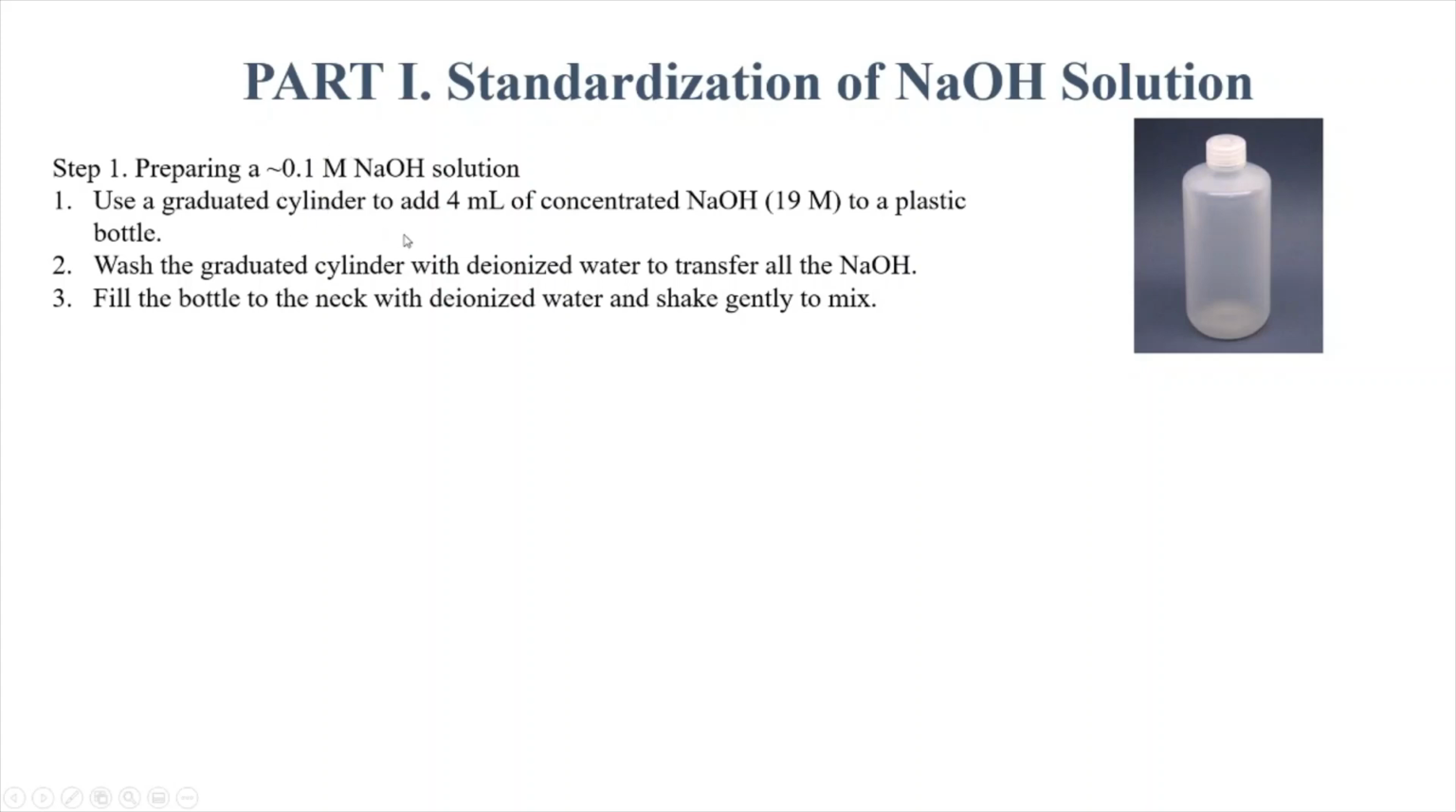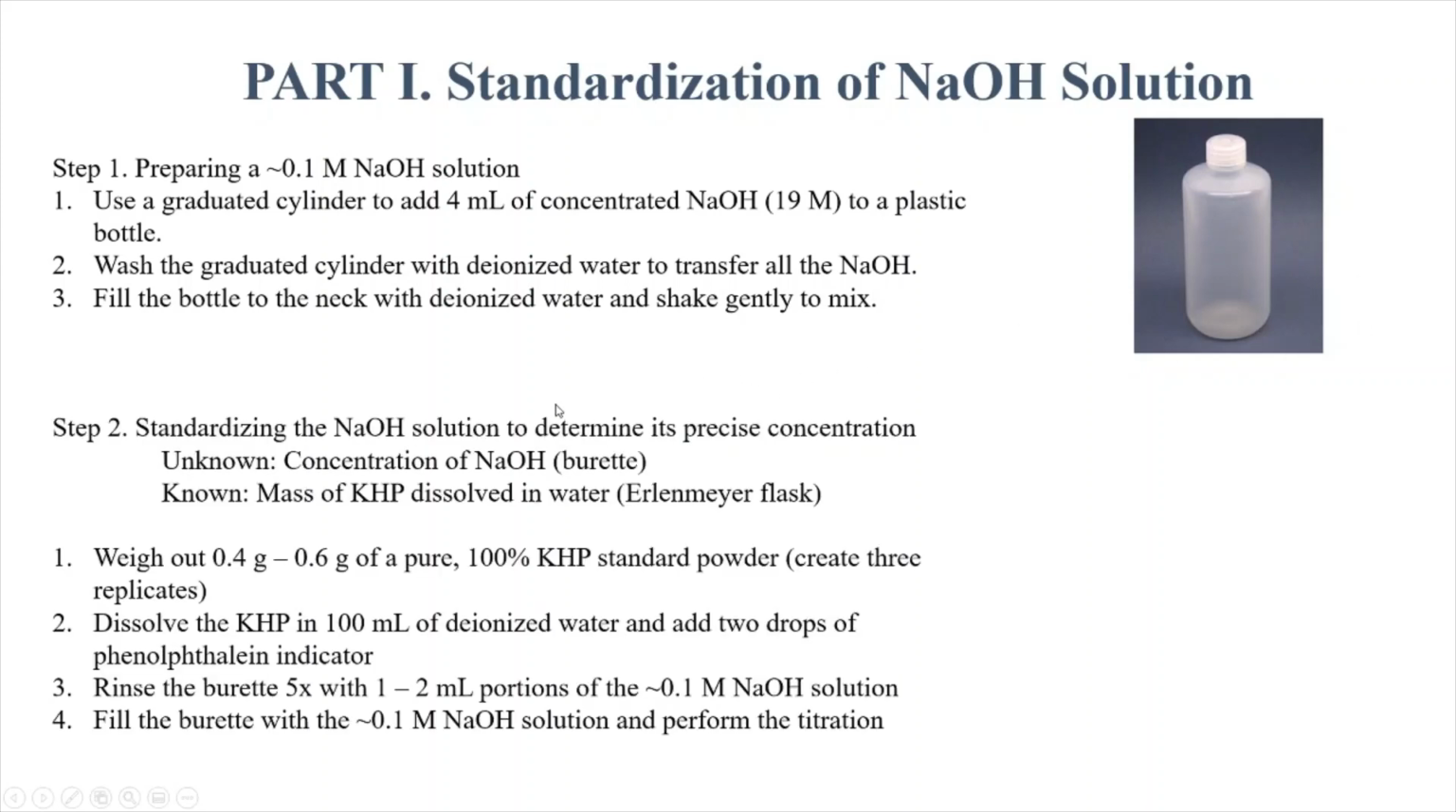So we're going to use a graduated cylinder to add about 4 mL of concentrated NaOH to a plastic bottle. The plastic bottle looks just like this. Then we're going to wash that graduated cylinder a few times with deionized water just to get all the NaOH in. And then finally, we're going to fill the bottle to the neck with deionized water. Again, this is not graduated, so we have no accurate measurement of the volume. So this is going to be very approximately 0.1 molar, and we have to figure out exactly what that number is. Then we're going to shake this up to gently mix it together.